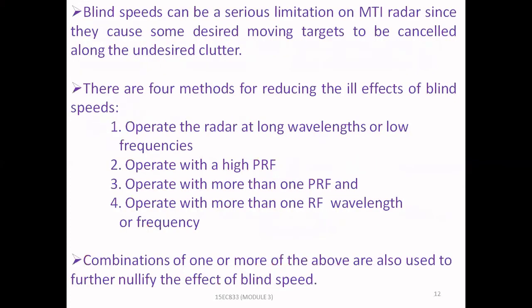Blind speeds can be a serious limitation on MTI radar since they cause some desired moving targets to be cancelled along with the undesired clutter. There are four methods for reducing the ill effects of blind speeds. First one, operate the radar at long wavelengths or low frequencies. Second one, operate with a high PRF. Third one, operate with more than one PRF. And fourth one, operate with more than one RF wavelength or frequency. Combinations of one or more of the above are also used to further nullify the effect of blind speeds.